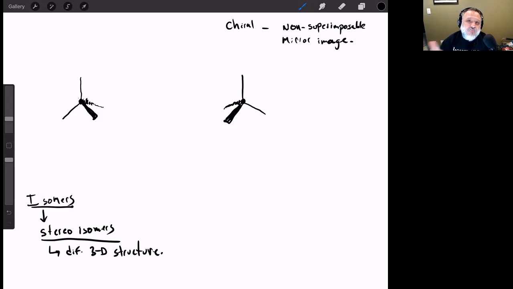So it's an isomer. It's the same formula, different shape. How is the shape different? It's not connected differently. It's actually a different three-dimensional projection. So when I think about something that is chiral, an object that is chiral has a non-superimposable mirror image. What that means, the object that is the mirror image that's non-superimposable is called the enantiomer.